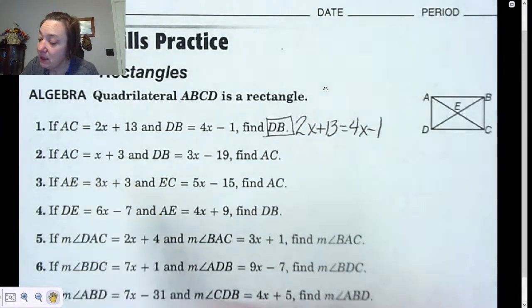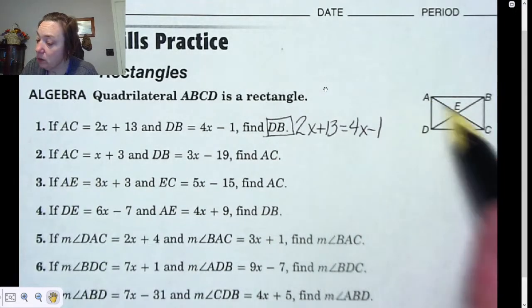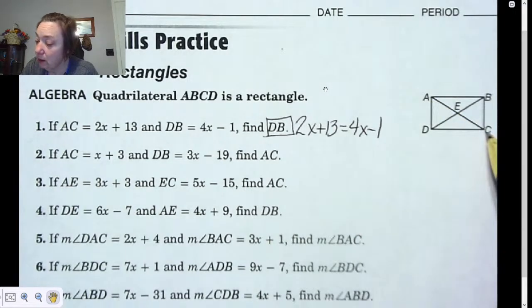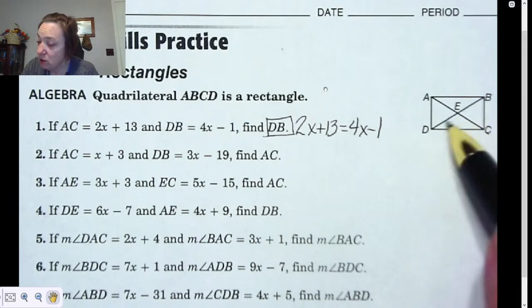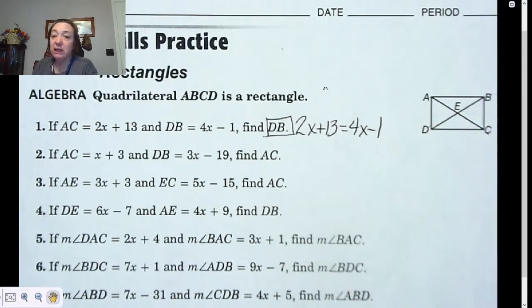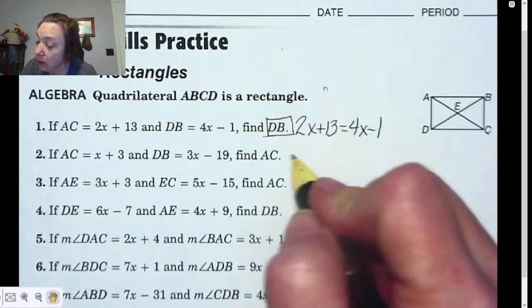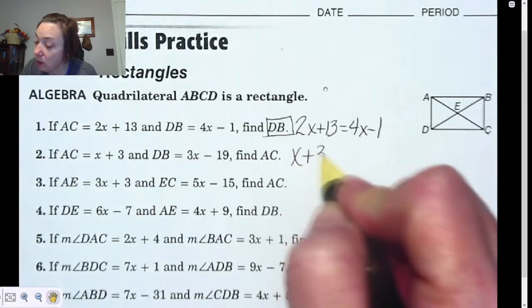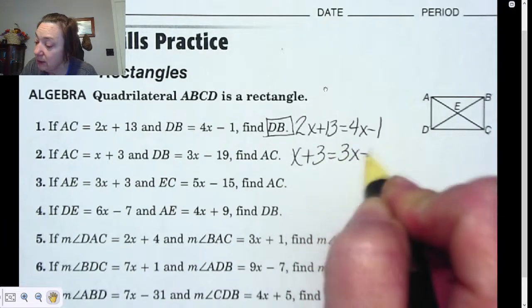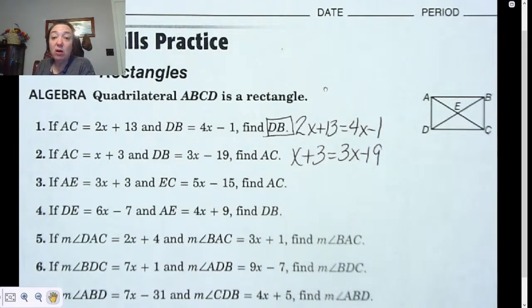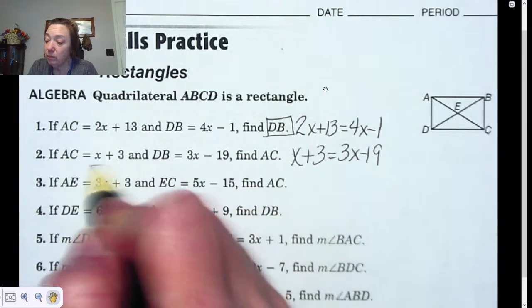Look at number 2. If AC is x plus 3, so AC, once again, we're talking about the diagonal, and DB is 3x minus 19. Once again, we just said the diagonals are congruent. So we're going to set up an equation, x plus 3 equals 3x minus 19. We're going to solve that equation, find the value for x, then use that value for x to plug back in.